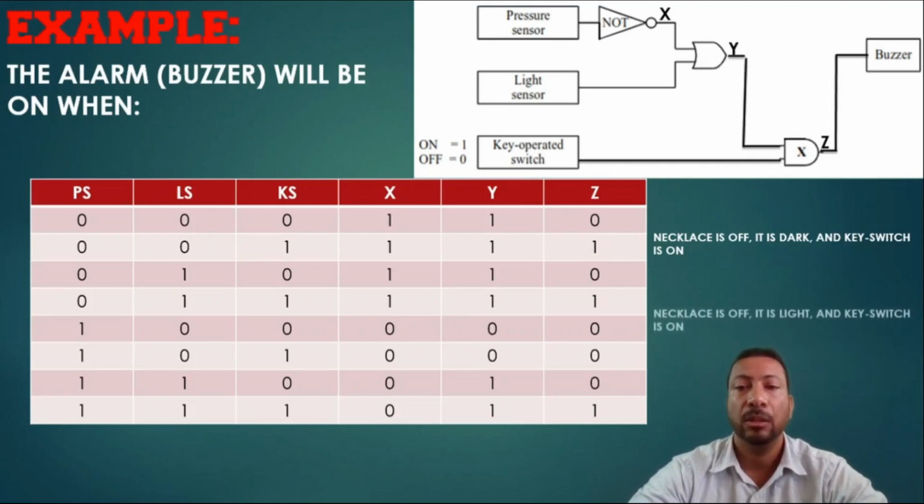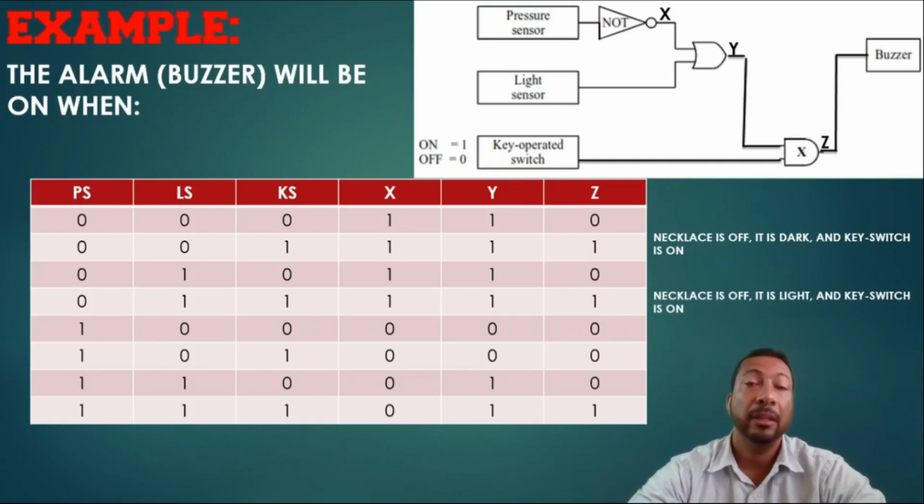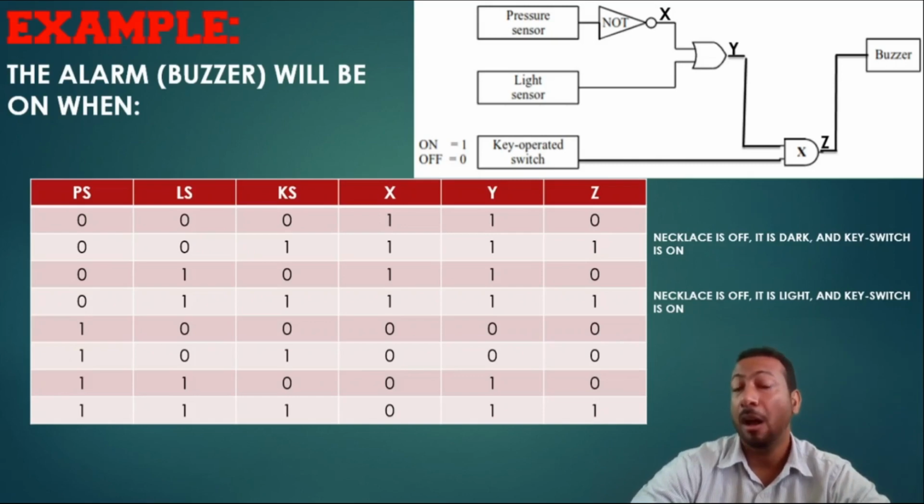What's the second one? The second one has it when the necklace is off, it is light, and the key switch is on. So that would be in an instance where you arm the alarm, but let's say maybe you forgot to take off the lights. But still, somebody comes in and they steal the necklace by taking it off of the pressure sensor. That is also an instance where you want the alarm to go off. Whether it is dark or whether it is light, as long as the alarm is armed and the necklace is off, then you want the alarm to go off.